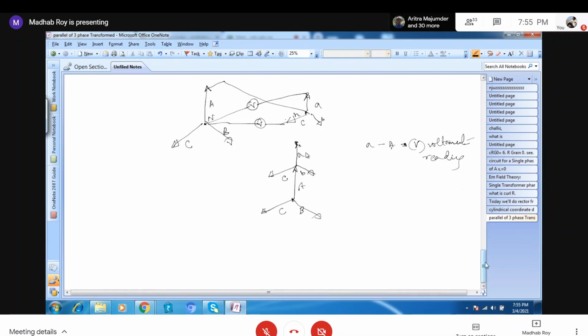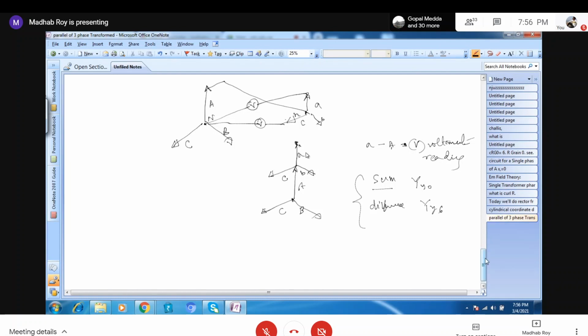So the voltmeter reading, if they are summing, if summation is there, okay, sum, then it will be Y0. If there is any difference, then it will be Y6. So thus we can find the vector group. This is the way you can find the vector group. So you have to do the connection for the Y connection.